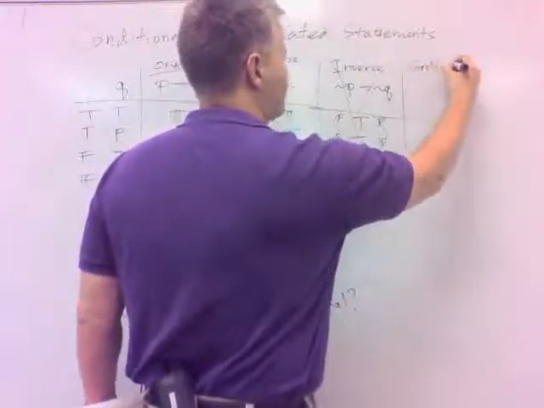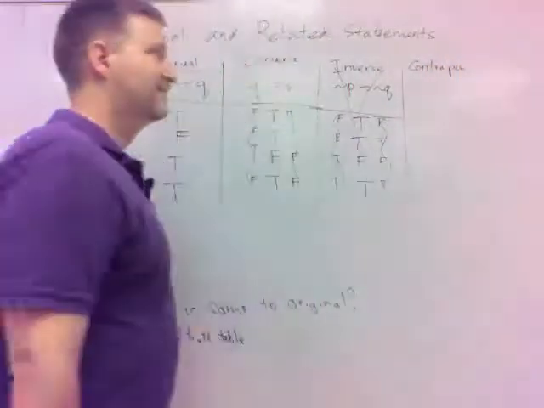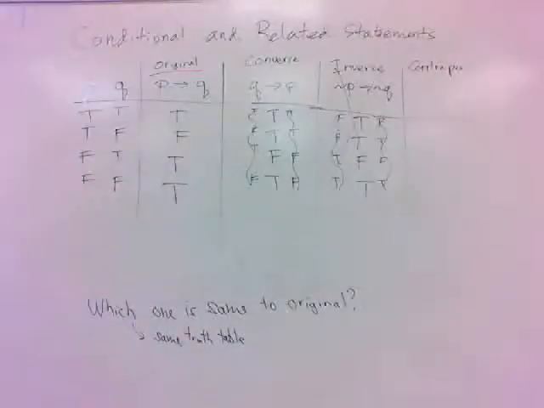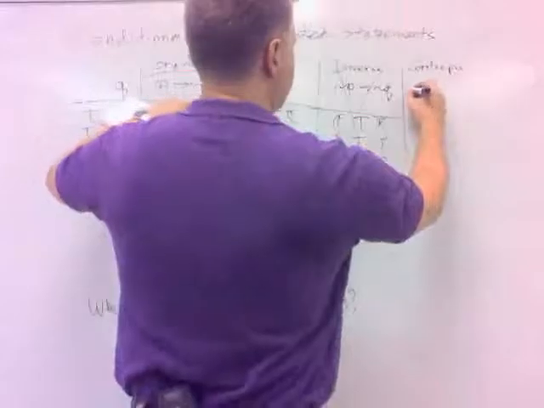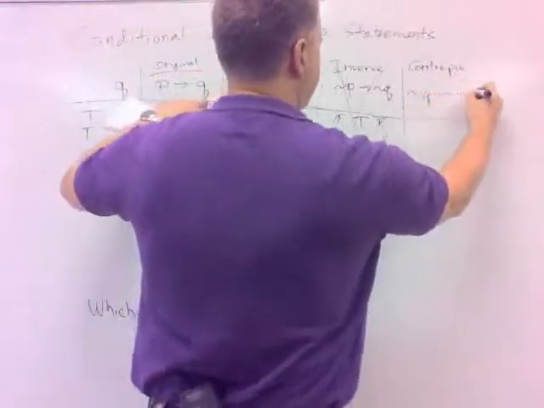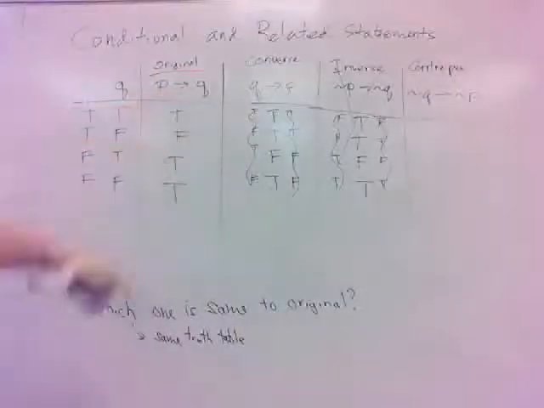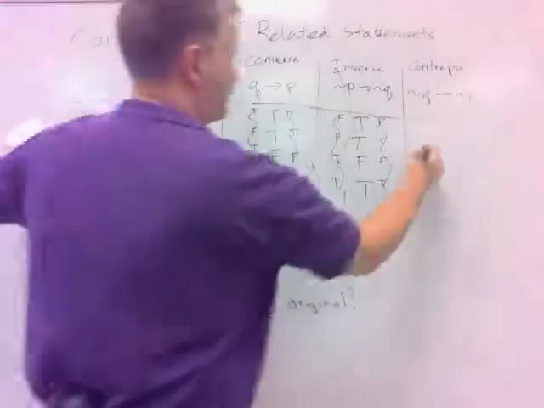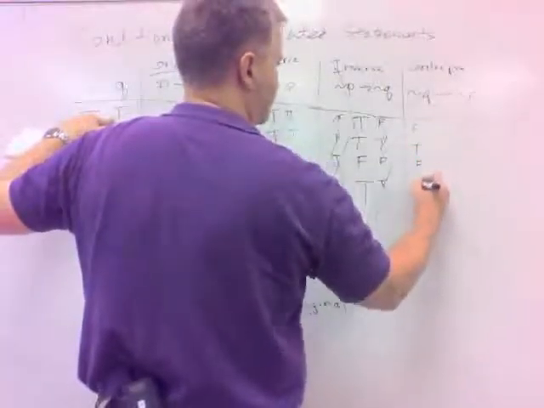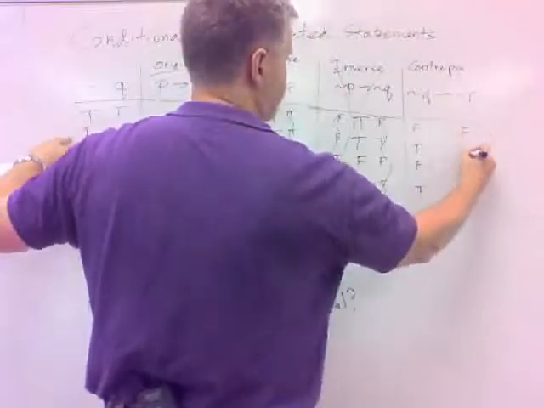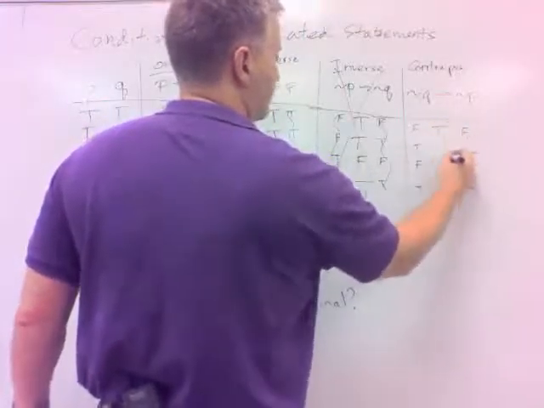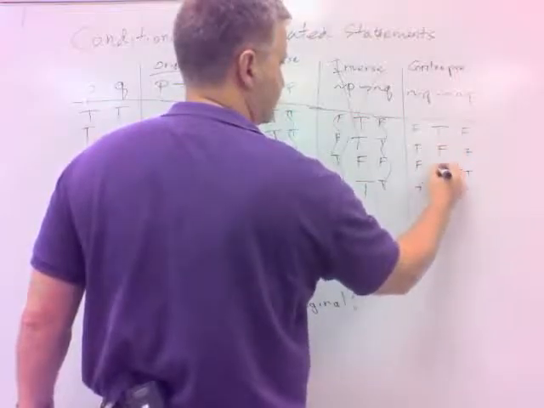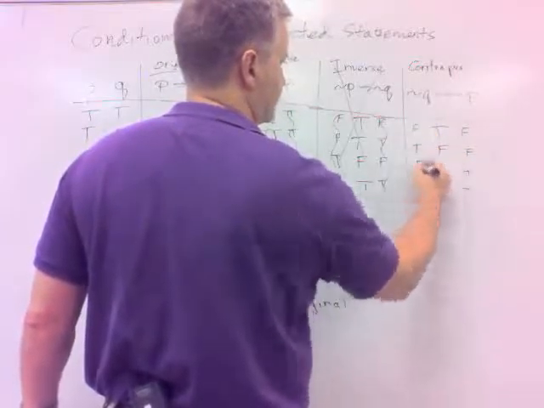Well, if one of them is going to be equivalent, we're down to the contrapositive, our last hope. The contrapositive flips and negates, so that would be not Q, arrow, not P. Right? We flip it and negate it. So not Q is false, true, false, true. Not P is false, false, true, true. False arrow false is true. True arrow false is false. False arrow true is true. And true arrow true is true. Hey, how about that?